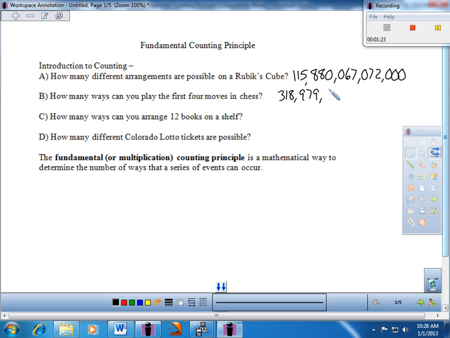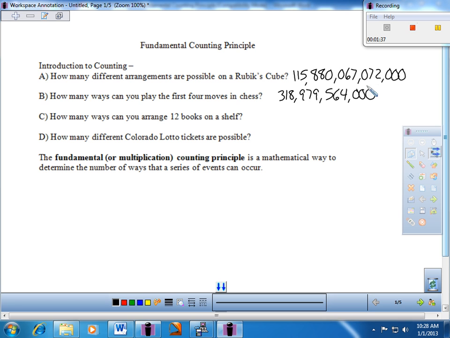Here's the number that I have: 318 billion, 979 million, 564,000. Pretty amazing. So for the first 4 moves in chess, that's how many different ways you can do that. This is something we would take a look at maybe together. How many ways can you arrange 12 books on the shelf?